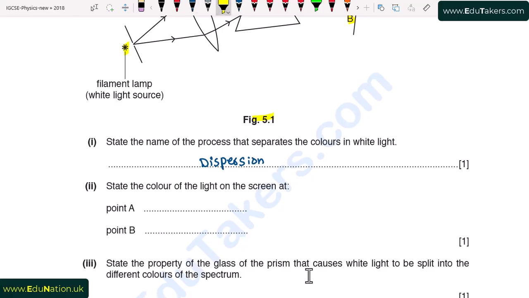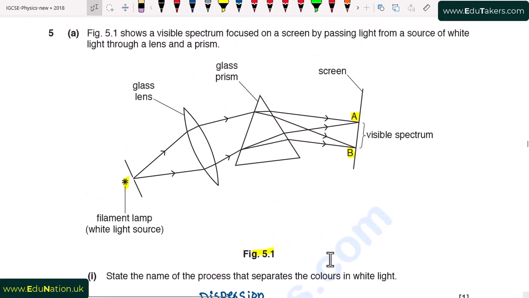Part 2, state the color of the light on the screen at point A and point B. So going back to figure 5.1, we can see here that there are 2 points A and B. A is higher while B is the lower point. So white light separates into different colors, that is red, orange, yellow, green, blue and violet.